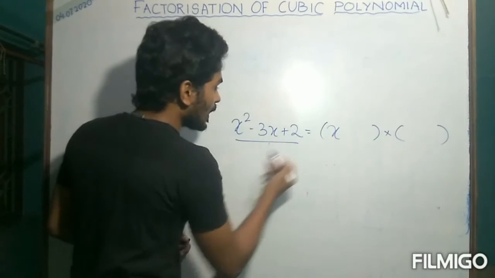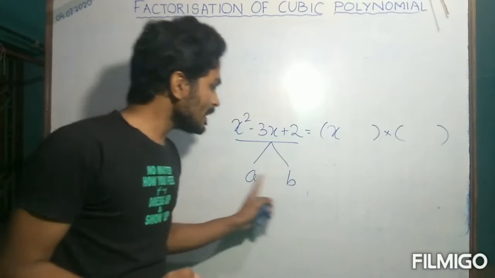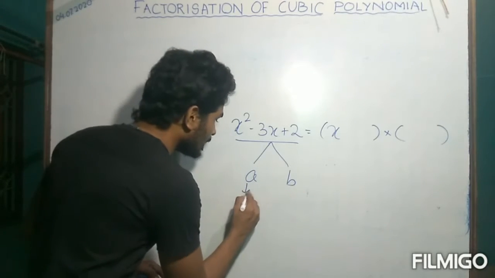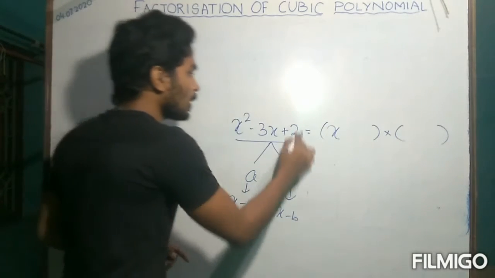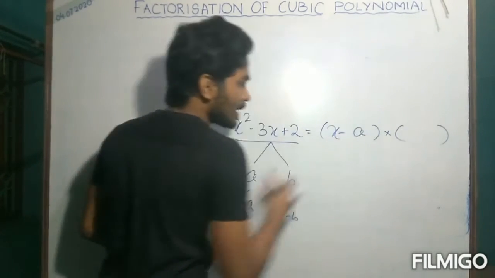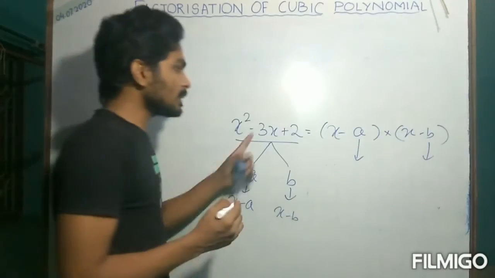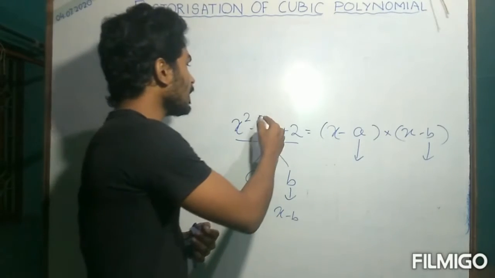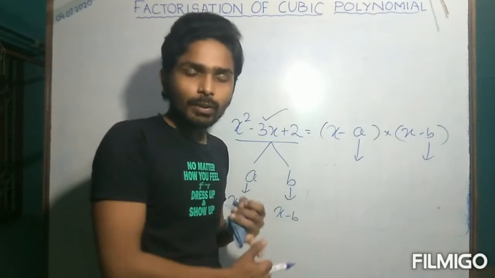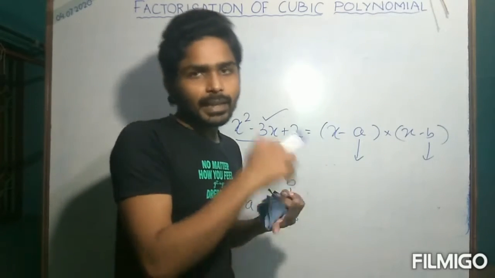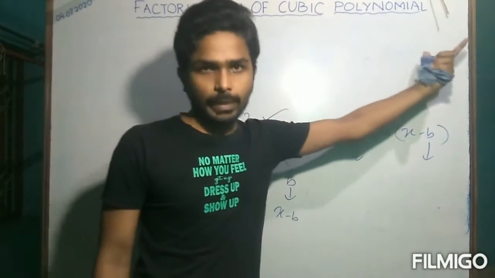Suppose, since it is a quadratic polynomial, that means it has two roots, that is a and b, and if it has two roots, that means it has two factors, that is x minus a and the other is x minus b. So this quadratic polynomial can be expressed as the product of x minus a into x minus b, where a and b are the zeros of this polynomial. And we have already discussed how to factorize such type of quadratic polynomial using either the factor theorem or the middle term splitting method. Okay, but today we will discuss how to factorize a cubic polynomial.